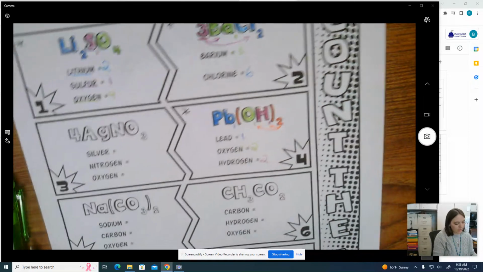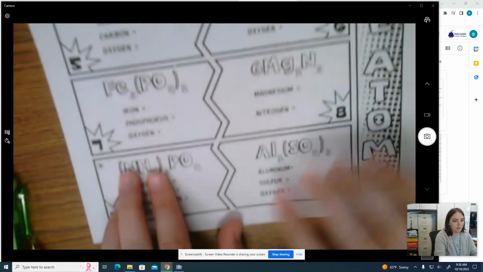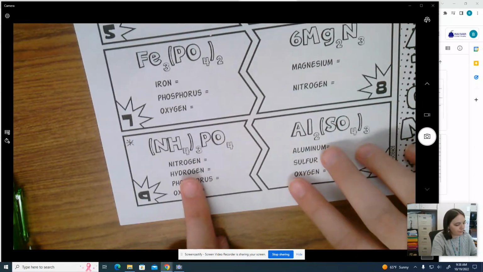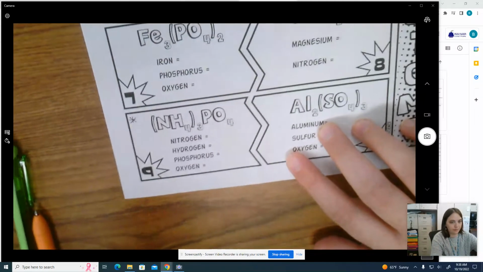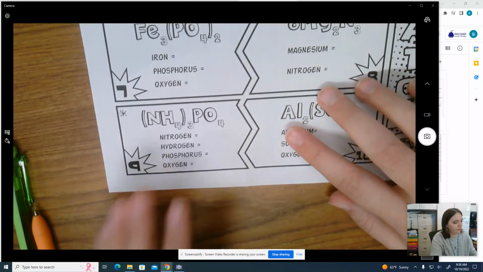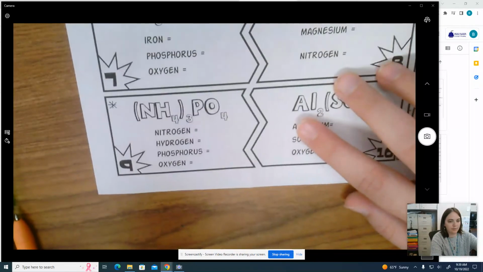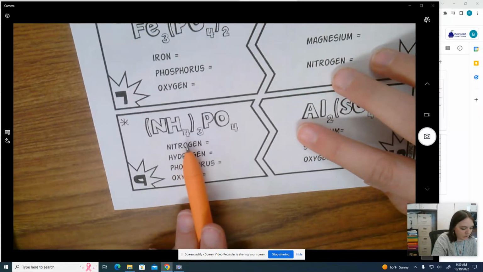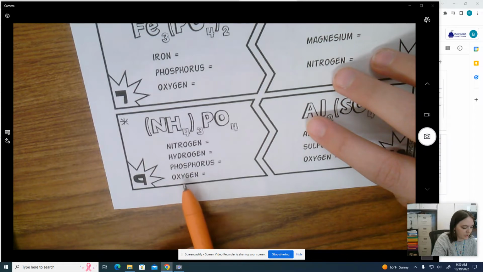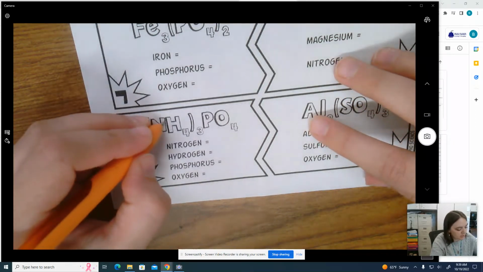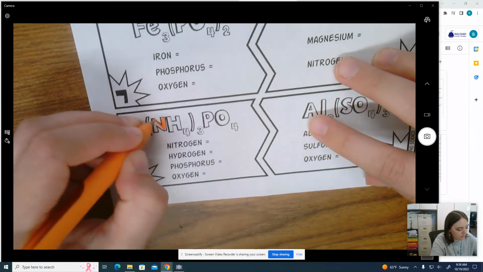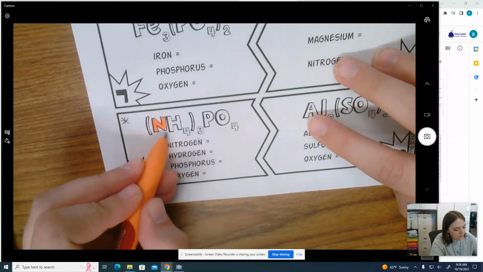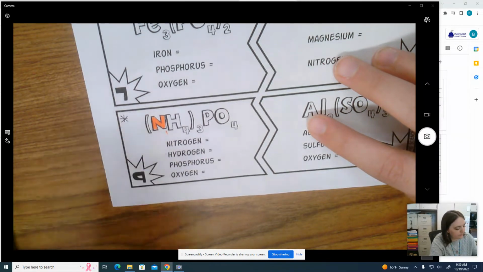All right, we're going to do one more together. We're actually going to go all the way down to the bottom of the paper, and we're going to do this one together. There we go. Okay, so we have 4 this time. We have nitrogen, hydrogen, phosphorus, and oxygen. So our nitrogen is this first one, because there's no number after the nitrogen, it's just 1.